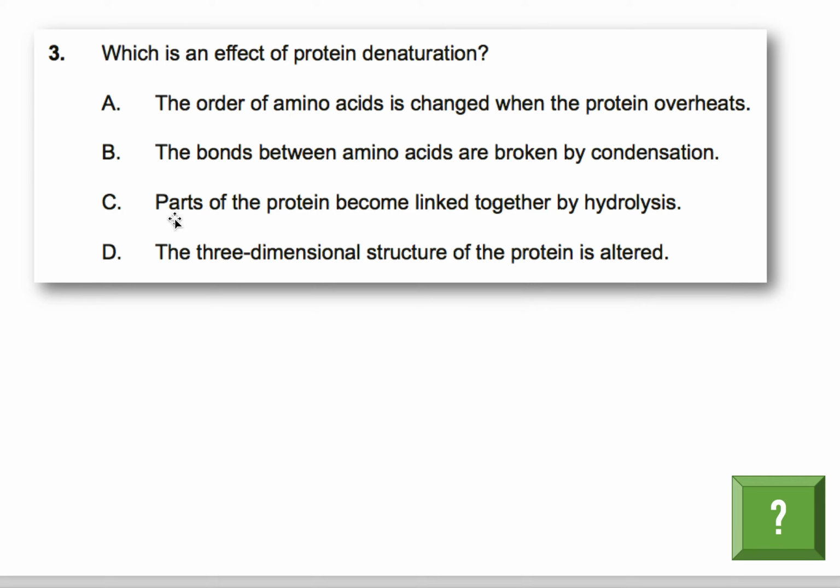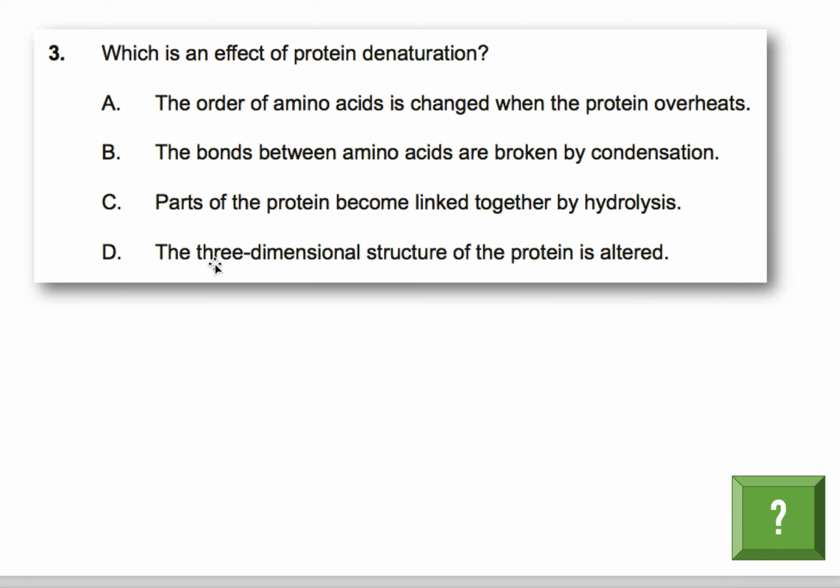What about C? Parts of the protein become linked together by hydrolysis. Again, this one is wrong because when you link things together, that's called condensation, not hydrolysis. When you break something, that's called hydrolysis. So B and C are kind of doing the same thing but opposite. The word they're using to describe the process is wrong. So that means it has to be D.